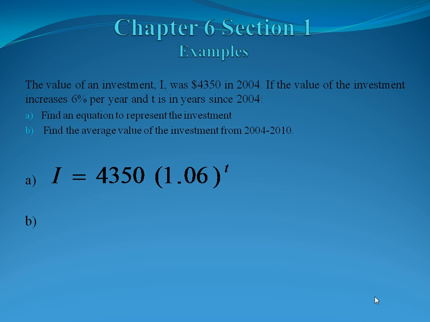Now, we want to find the average value of the investment from 2004 to 2010. This is a 6-year span, and since the t values are measured since 2004, our integral will be from 0 to 6, which looks like this. We have the integral from 0 to 6, which represents the 6 years of our investment. And we have to remember that since we're finding the average value, we need to multiply by 1 over b minus a, or 1/6. Once you compute this in your calculator, you get that the average value of the investment is $5,207.35.